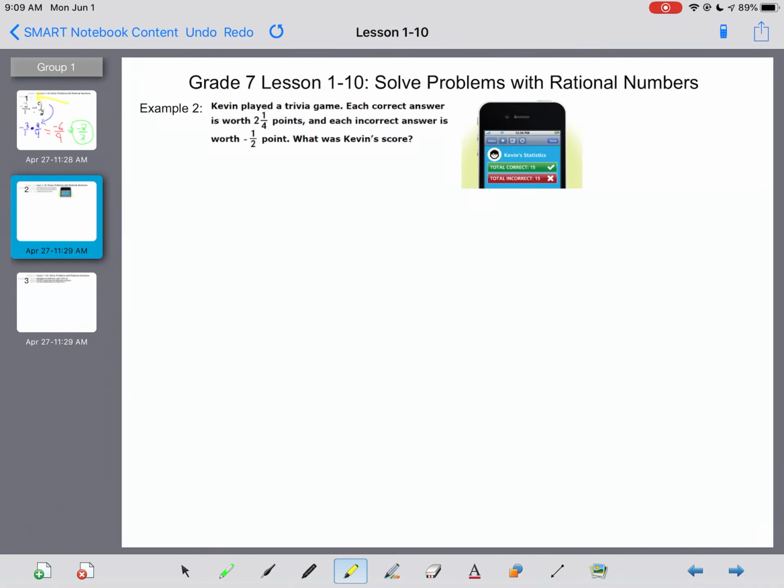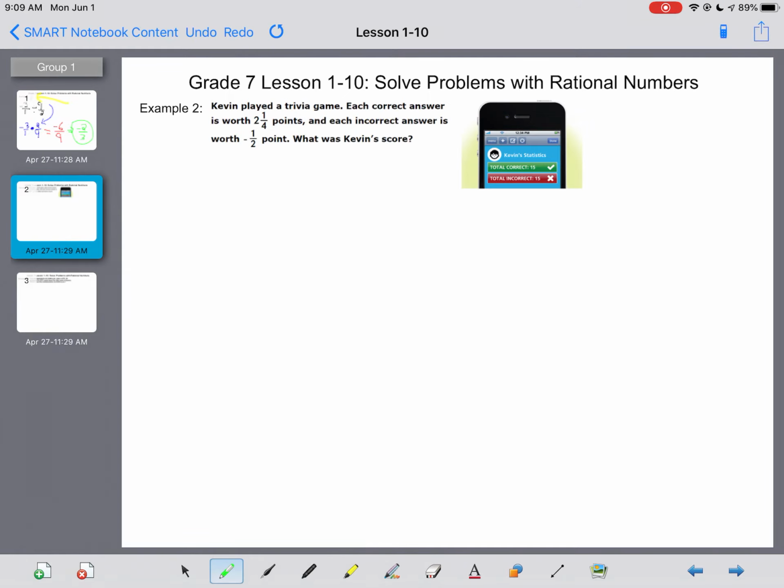Okay, Example 2. Kevin played a trivia game. Each correct answer is worth 2 1/4 points, and each incorrect answer is worth negative 1/2 point. What was Kevin's score? So it looks like Kevin got half of them right and half of them wrong. He got 15 correct and 15 incorrect. So the correct questions were worth more points than the incorrect, so that's good. He's going to have a positive score.